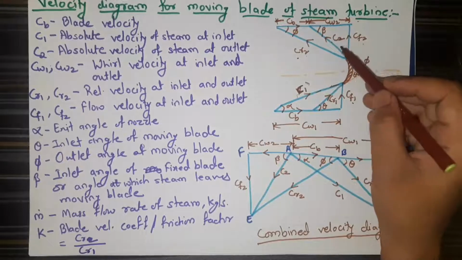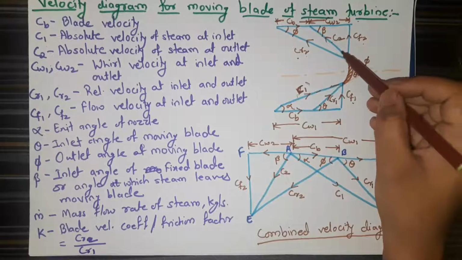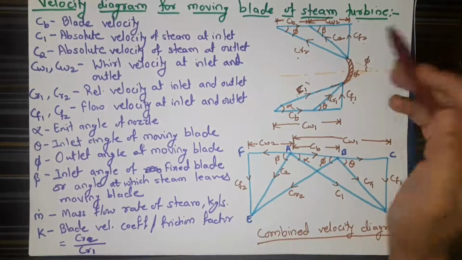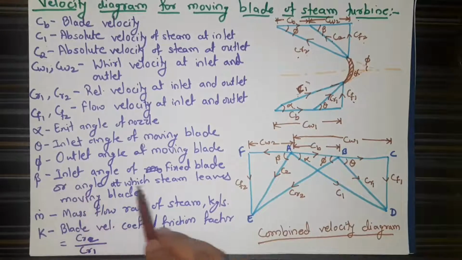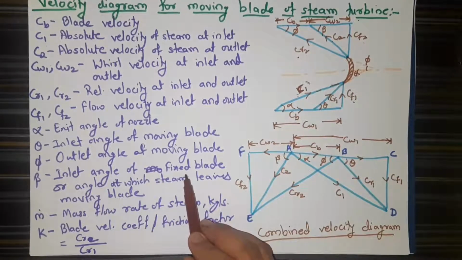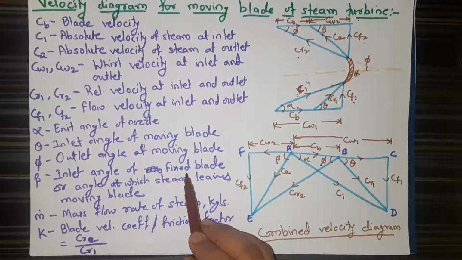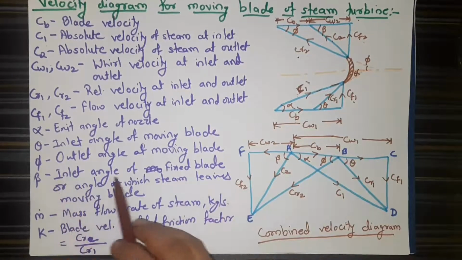This steam after moving blade passes over the fixed blade. Hence, we can also say that this beta is the inlet angle for the fixed blade. As fixed blade are not going to move, there will be no relative velocity on it. That means it will enter with the same angle.